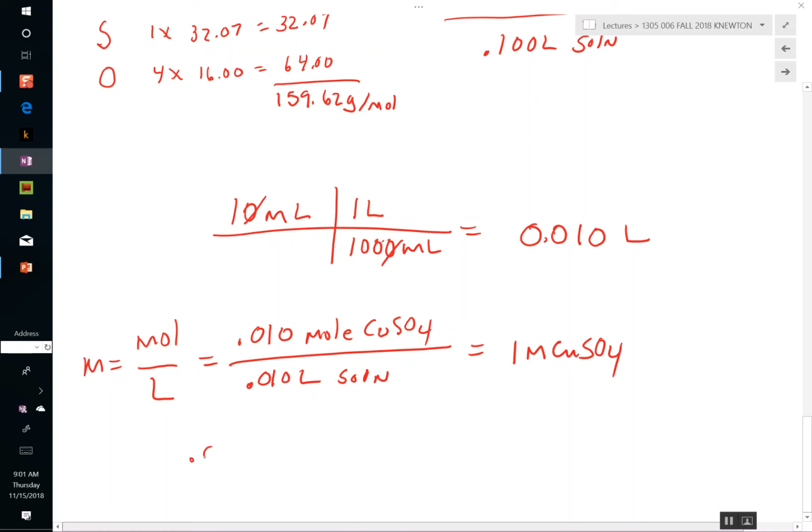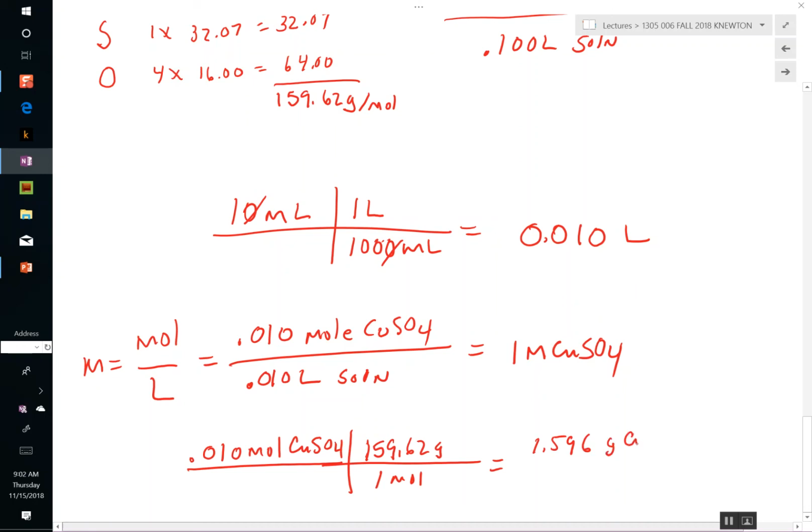So what is 100th of a mole of copper sulfate? It's 159.62 grams per mole. So it'd be 1.596 grams of copper sulfate in this little 10 milliliter flask, and I would have a 1 molar copper sulfate solution.